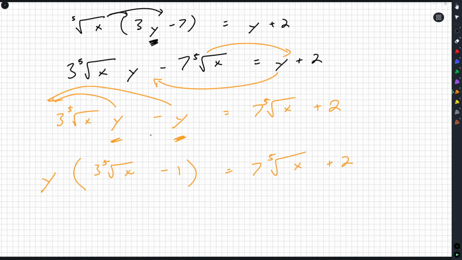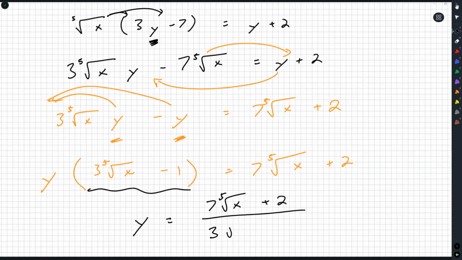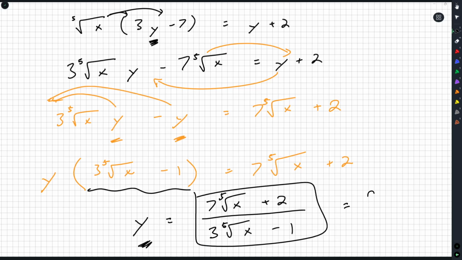Okay? And that is the common strategy. If you got multiple y's, get them all onto one side in an expression like this so you can factor it out. Now 2 y's or 10 y's turns into 1 y. And now we're one step away from being done. We want y. Let's just divide this out. So y equals 7 times the 5th root of x plus 2, divided by 3 times the 5th root of x minus 1. Okay. There it is. We have 1 y. We have no y's over here.